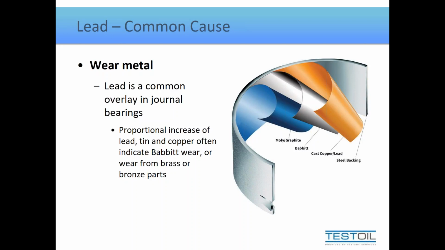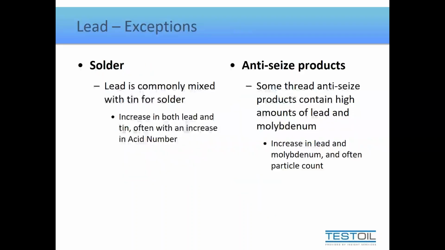But where else could lead come from? Again, if we're using coolers, when the cooling tubes are installed, they tend to be soldered in place. That solder does contain lead. It's generally mixed with tin, and it will leach into the oil if we've got elevated acid numbers. By itself, this is not generally a problem.